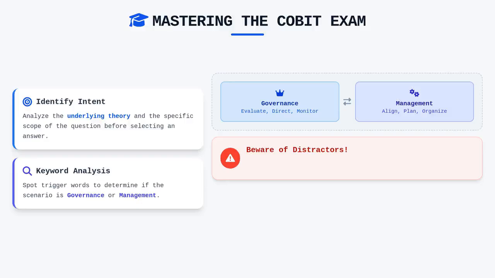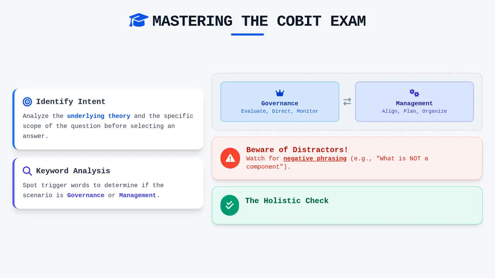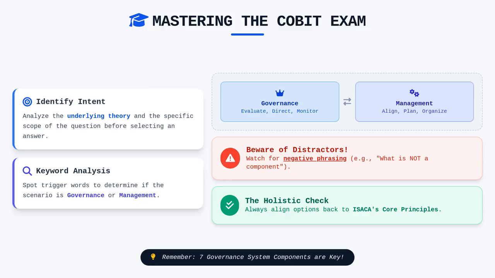Pay close attention to negative phrasing, such as questions asking what is not a component or what is not considered a best practice in a given context. These distractors are placed deliberately to catch those who are rushing through the text without analyzing the underlying theory. Always relate the option back to the core principles of the COBIT framework to verify if it aligns with the holistic view expected by ISACA.